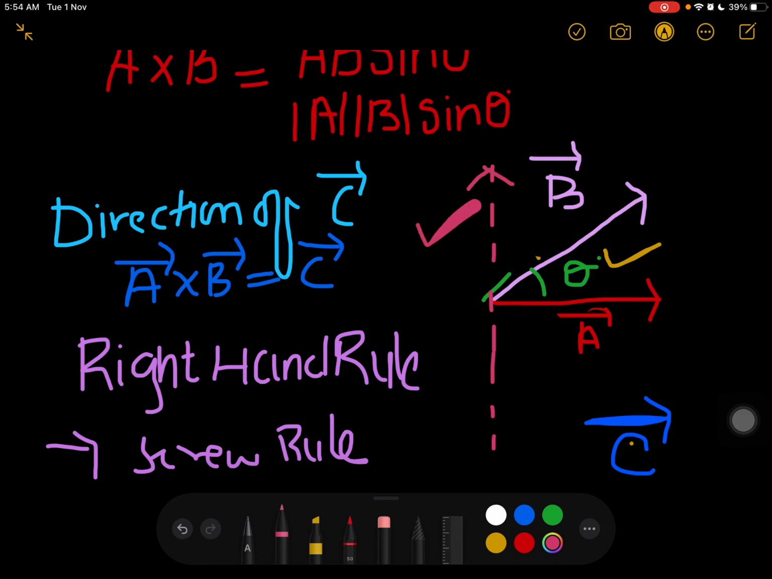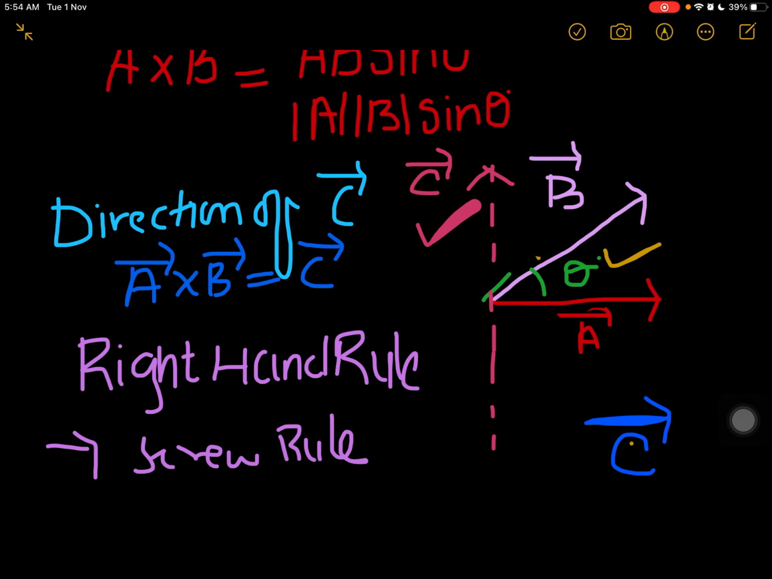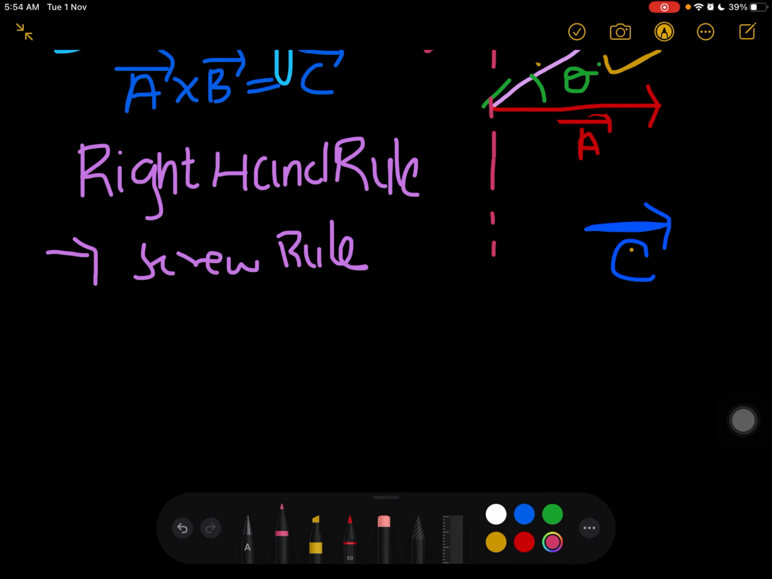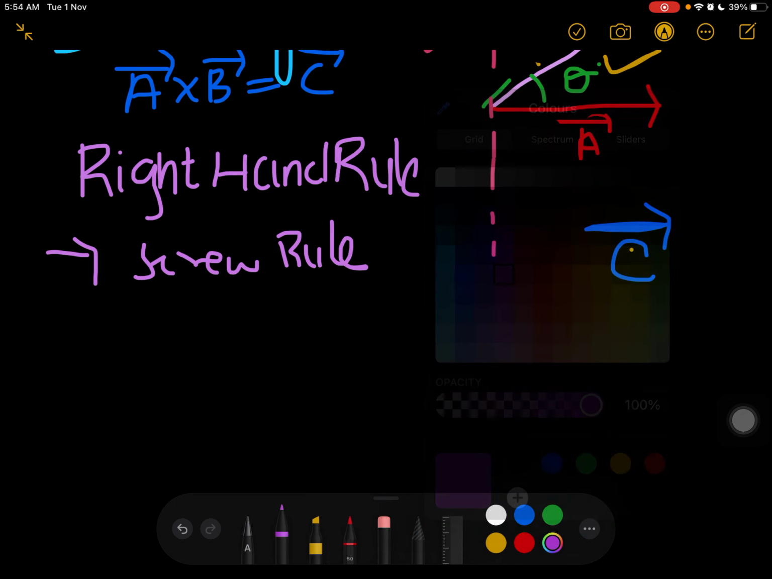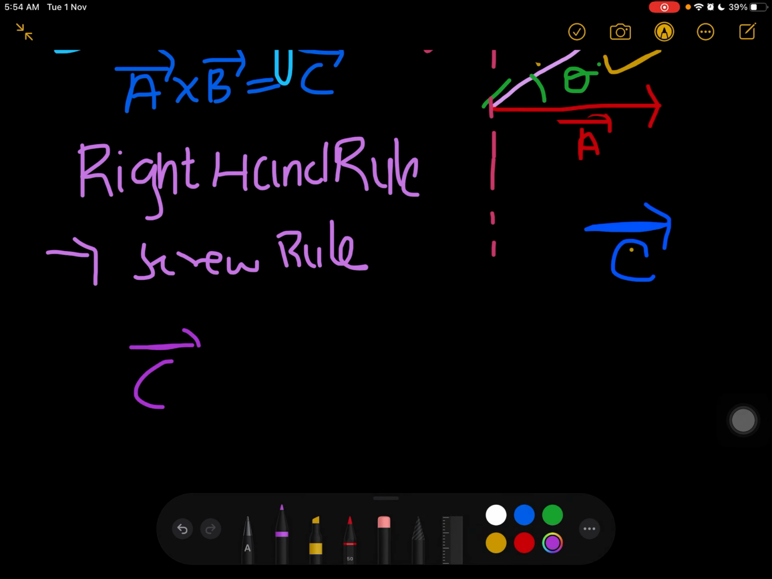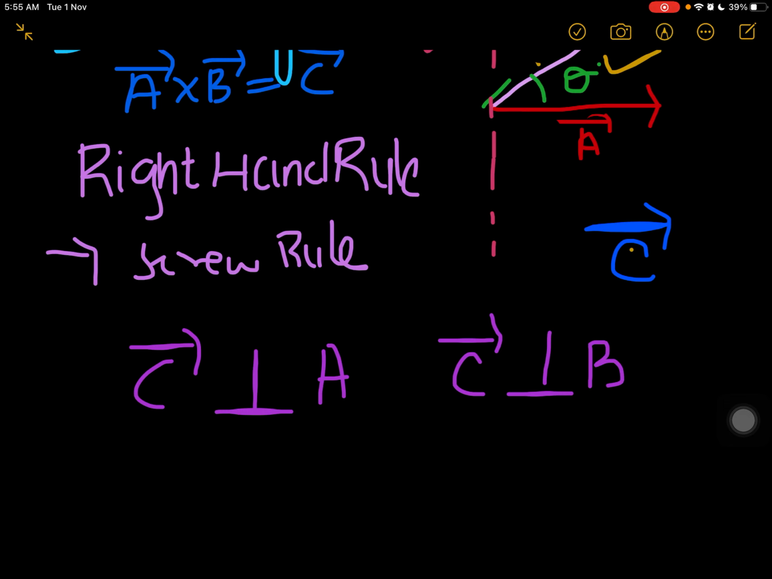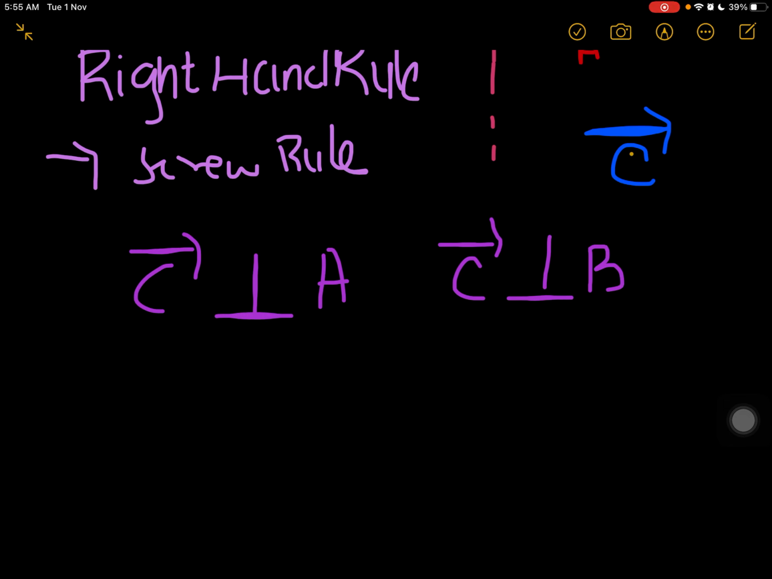So the direction is coming upward. So the direction of C is here, right? Now let's talk about this. I'll always remember this thing: the vector C is perpendicular to A, and this vector C is perpendicular to vector B. So basically, the C vector is perpendicular to the plane containing A and B.